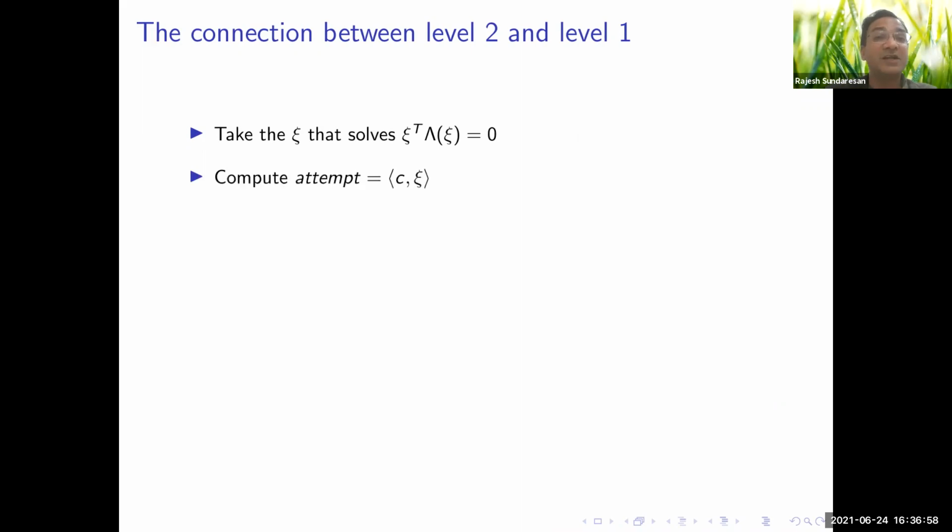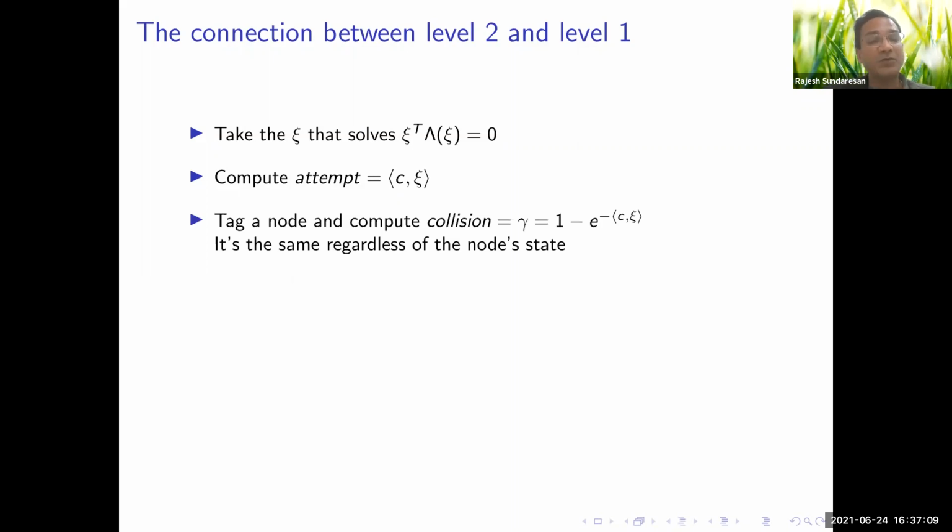Now one might ask, what is the connection between this level and the first level, which is at the level of macroscopic observables? So here is the connection. Take a xi that solves this particular fixed point equation, that is xi transpose lambda of xi equal to 0. And we now have a xi that solves this. Let's look at the attempt rate for this, which is the expected number of attempts per slot, or the activity coefficient. Then we focus on a particular tagged node and compute the collision probability for that. That's going to be 1 minus e to the minus this activity. It's the same regardless of the node state.